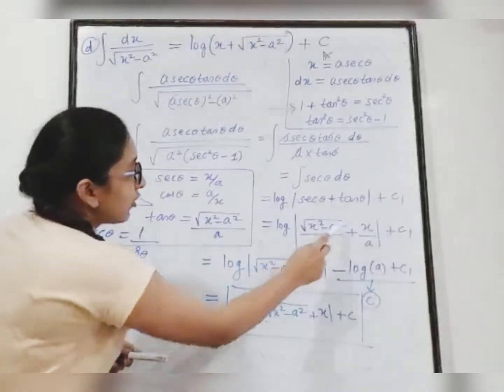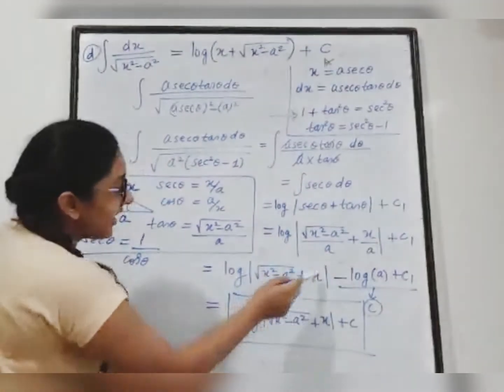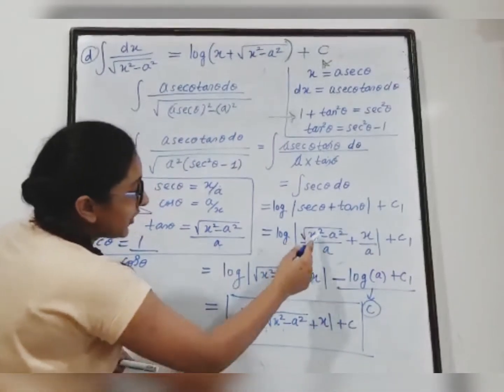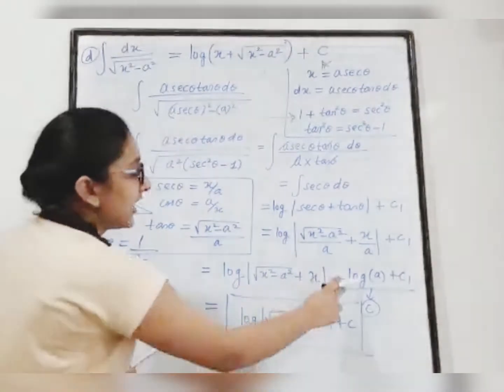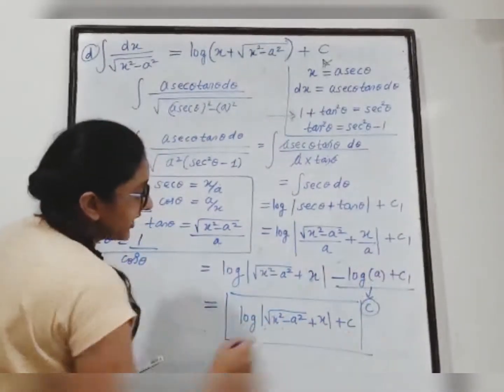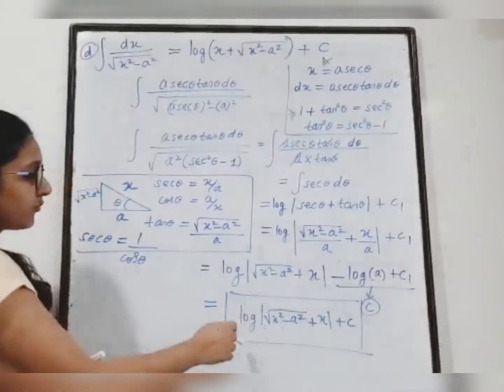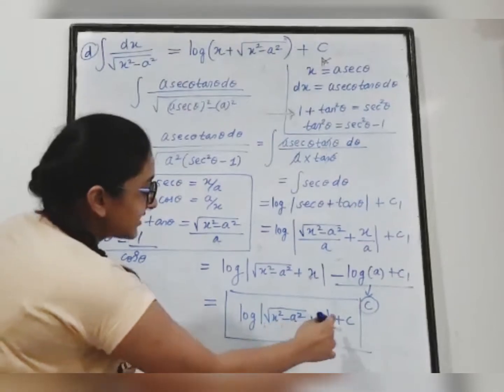Now we know log of this, since the denominator is the same, we can add, and then it will be log of a divided by b, that is log of a minus log of b. We know log of a is a constant term, so it gets added with c1, and then we get a final constant, that is c. So the answer is log of root x square minus a square plus x, plus c.